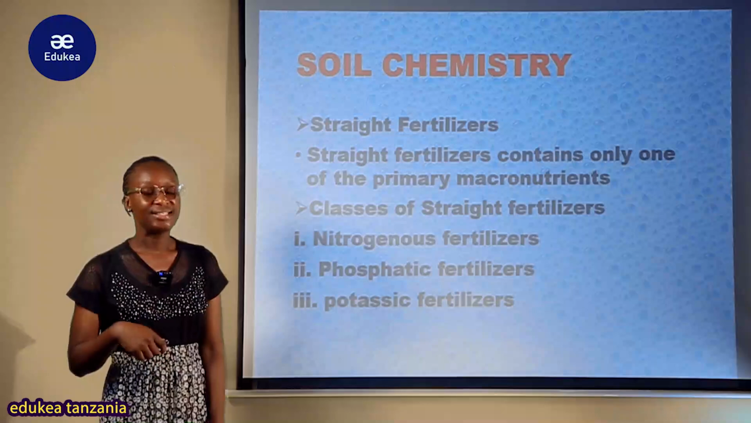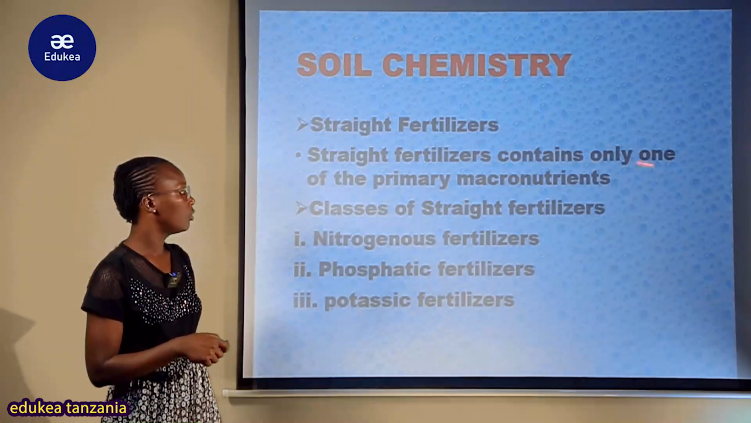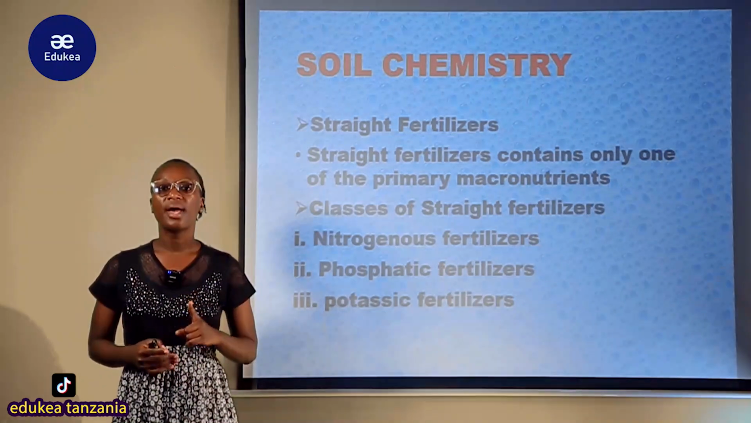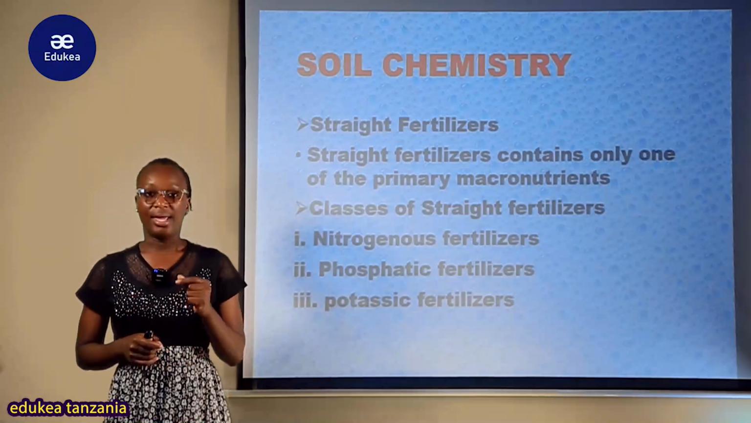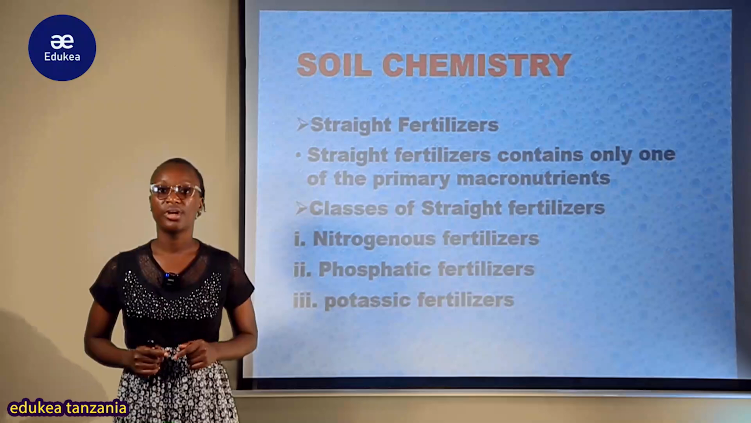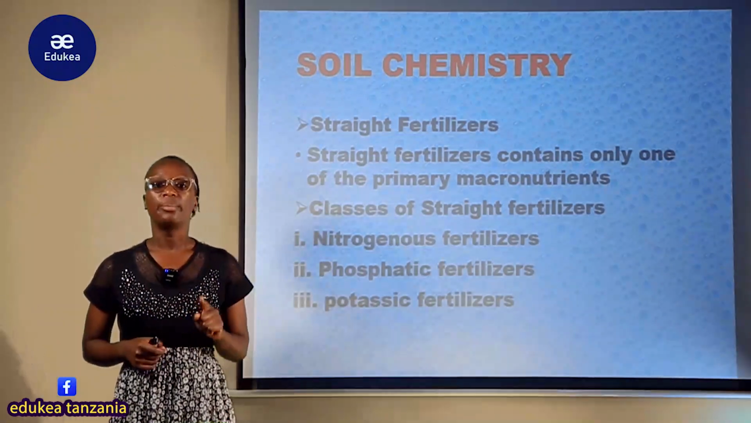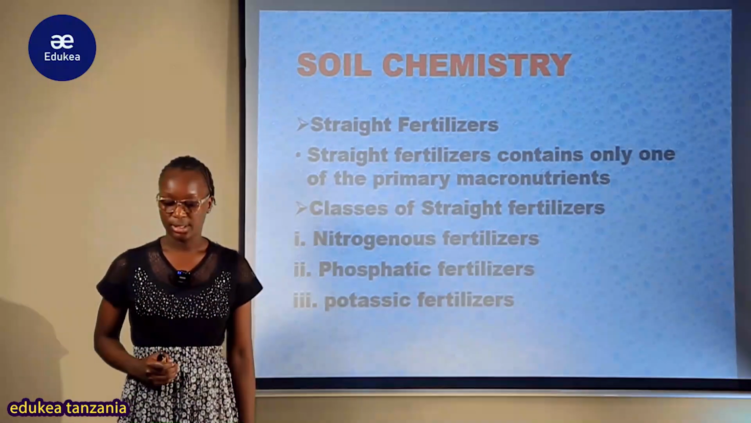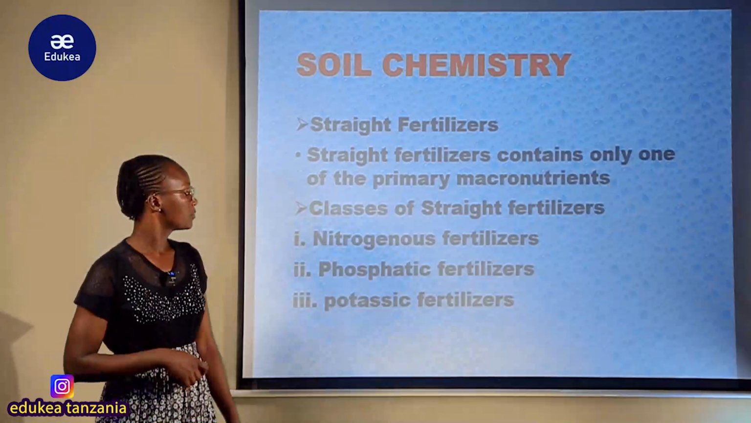Now, let us look at the straight fertilizers. Straight fertilizers contain only one of the primary nutrients. Kwamba hii ina only one primary nutrient. So utakuta kama hii kind of fertilizer ina nitrogen, ina only nitrogen. Kama ina phosphorus, ina only phosphorus. Kama ina potassium, ina only potassium. So it has only one kind of primary nutrient.